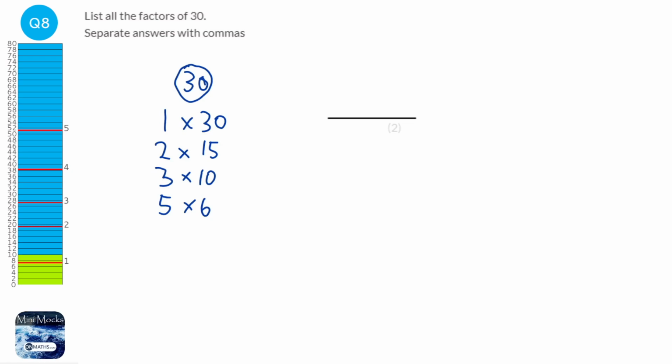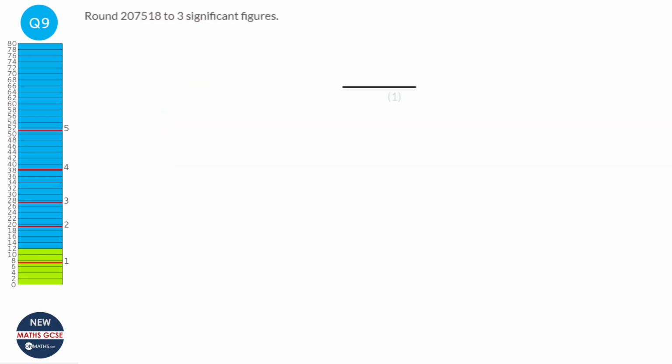So the factors are all the numbers that we've just written down, so it would be 1, 2, 3, 5, 6, 10, 15, and 30. I'm going to start just by writing down the number.